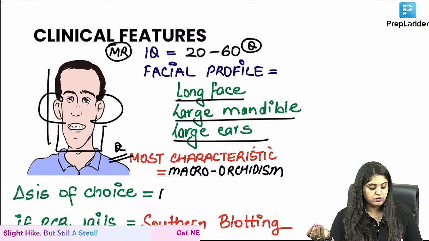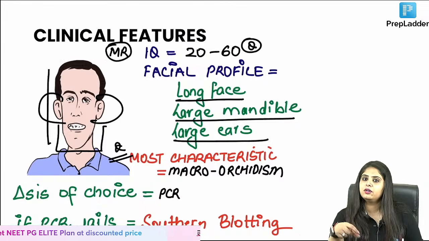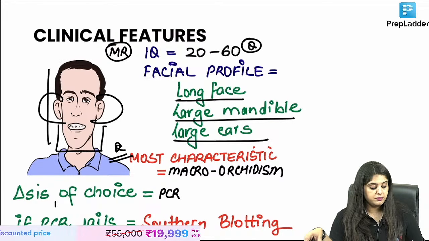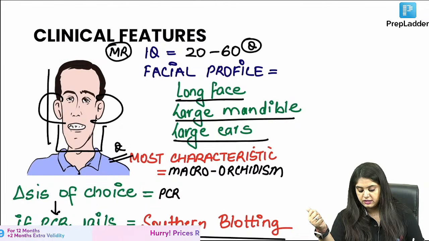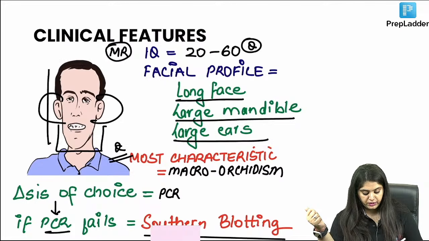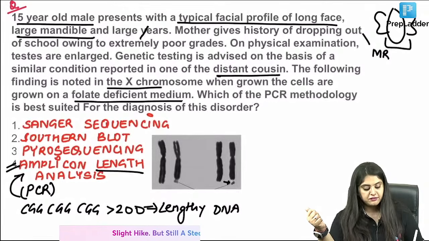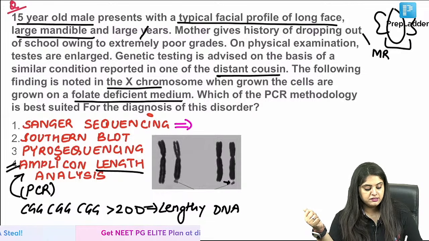How do you do the diagnosis? You just now told me polymerase chain reaction, the lengthy amplicon length analysis. But if polymerase chain reaction fails, then which blotting is done? Southern blotting is done. I think everyone has anyway told me, so I'm just repeating points. Now coming back, amplicon length analysis is done. When do you do Sanger sequencing?